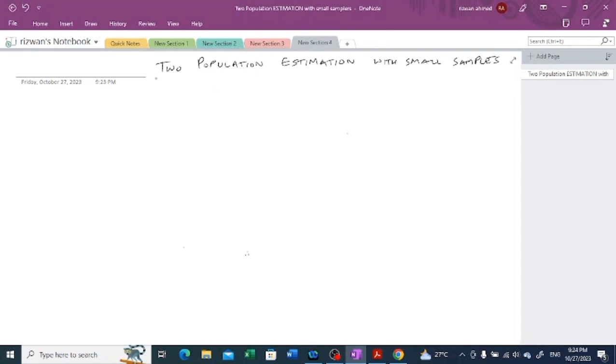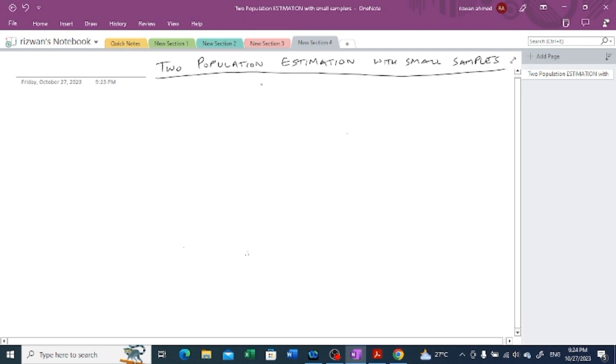Now, our focus is on the mean right now, and we have just finished with the estimation of differences between the two population means for large samples, where we used the z distribution.